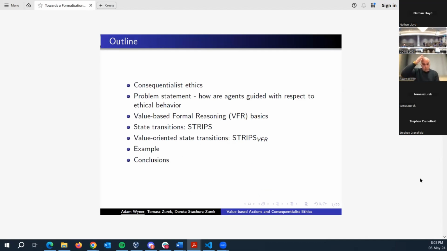So the outline is we'll talk a little bit about consequentialist ethics, and give a problem statement about how agents are guided with respect to ethical behavior. We'll introduce a little bit of this value-based formal reasoning framework that Tomasz and I have developed. We'll then turn to a very familiar approach using state transitions for actions using STRIPS, and then integrate value-based formal reasoning with STRIPS. We'll give a very simple example just to show what this looks like, and then some conclusions.